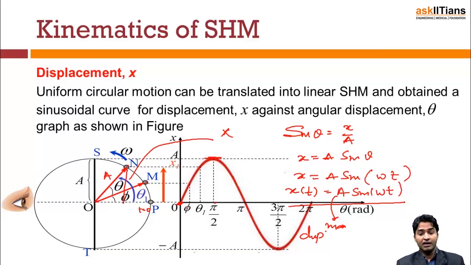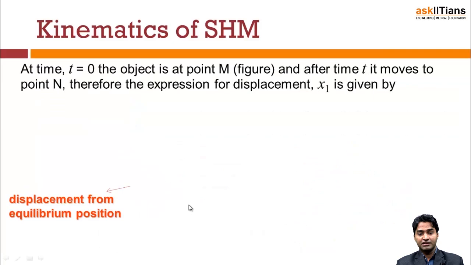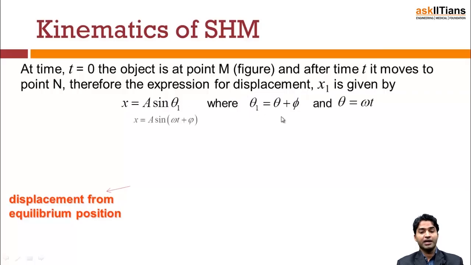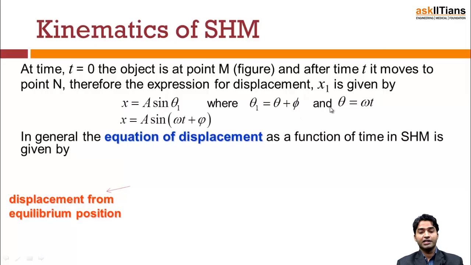It depends. Now proceeding to the main situation, we can say at time t equal to 0, the object is at point M, the mean position, and after time t it moves to the point N. Therefore, the expression for displacement is given as x is equal to A sin theta, where theta is equal to omega t plus phi.